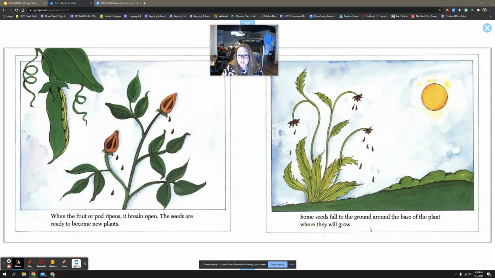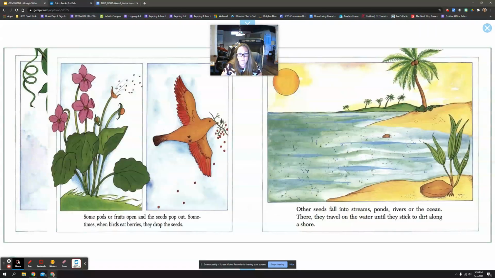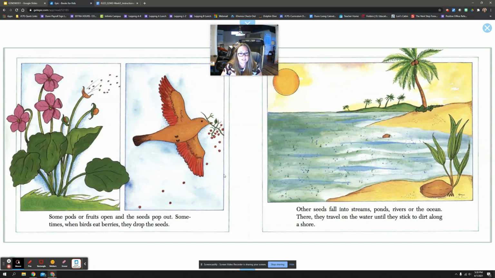Some seeds fall to the ground around the base of the plant where they will grow. The base of the plant is right here, the bottom of the plant where it touches the ground. So some seeds will just fall right down here to the ground at the base of the plant and just start growing right there in the same place that this plant is growing. Now some seeds may get moved though and grow far away. Look at these. These seeds got moved and really grew in a different spot from where they were.